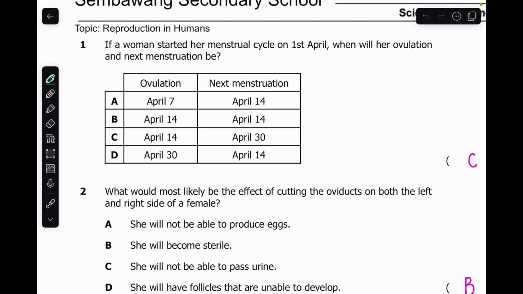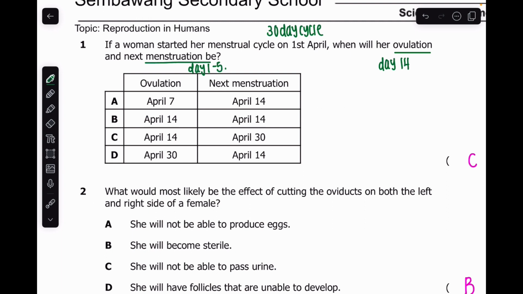Alright, now coming to the last topic of reproduction in humans. Question 1. If a woman started her menstrual cycle on 1st of April, when will her ovulation and next menstruation date be? Okay, so remember when I talk about the menstrual cycle, the two important processes are both ovulation and menstruation. So we say that in a typical 30-day cycle, day 14 is the ovulation day, and then menstruation is usually days 1 to 5 of the cycle.